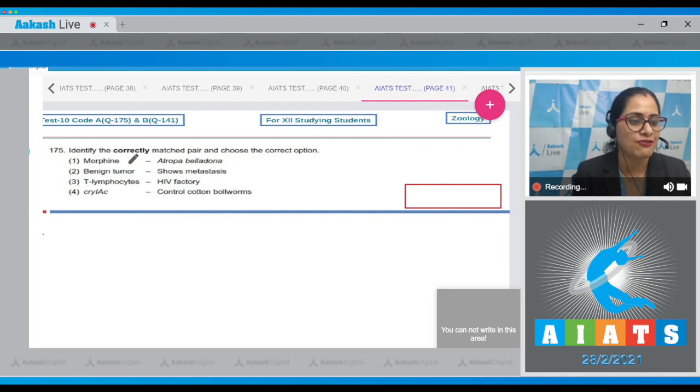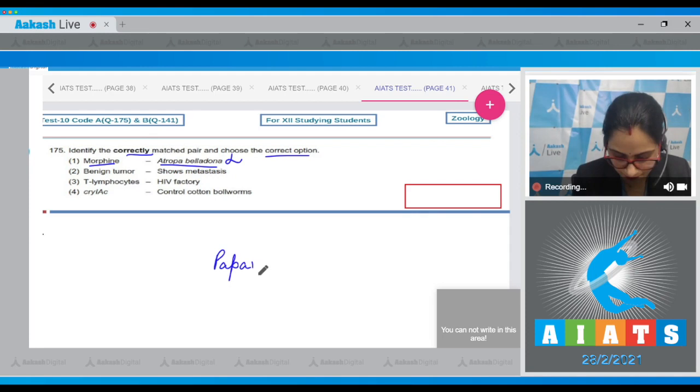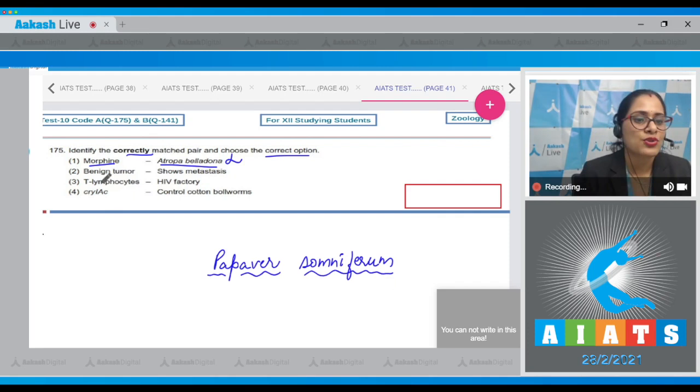Identify the correctly matched pair and choose the correct option. The very first match says morphine and the match is Atropa belladonna. This is incorrect as morphine is a product from Papaver somniferum. Second option is benign tumor and the match is shows metastasis. This is incorrect as malignant tumor and not benign tumor shows metastasis. Malignant tumor.